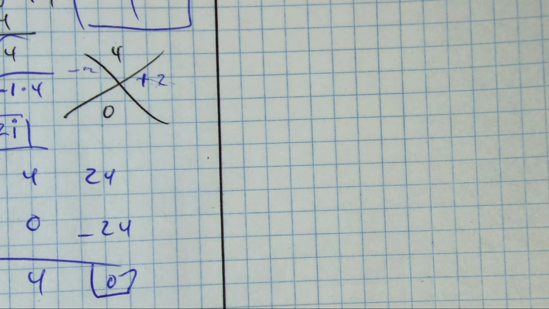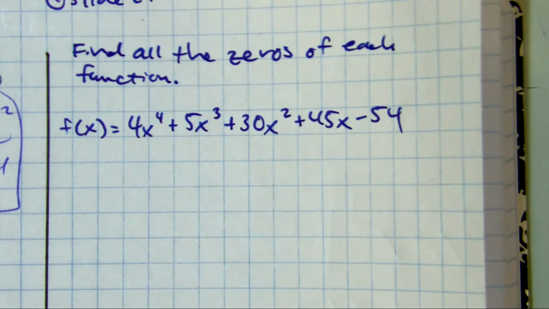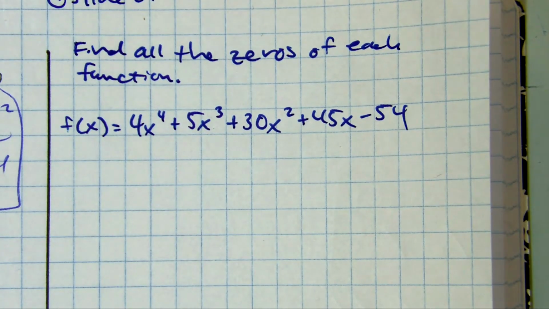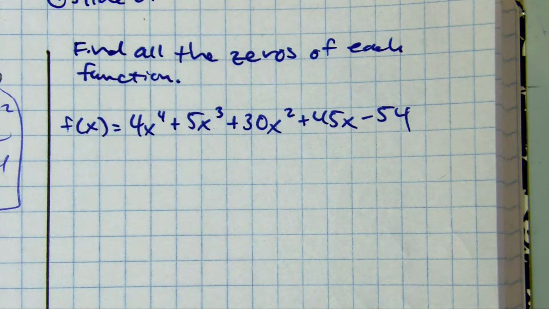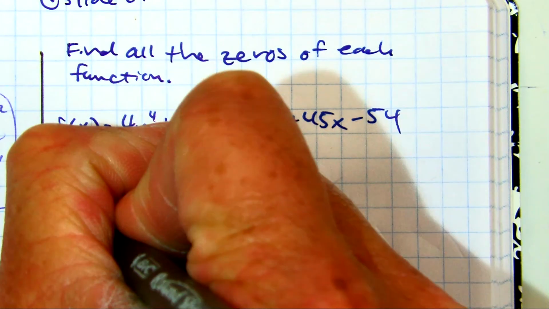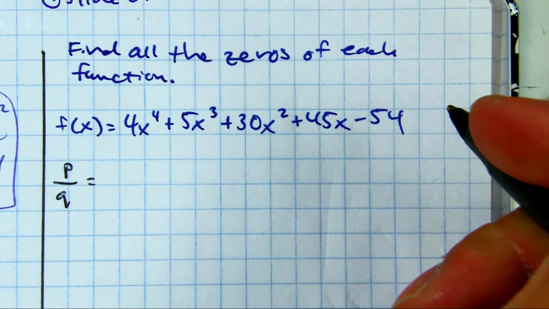Rochelle, what'd you do first? Shh. Yell. What is your p-value? Shh.